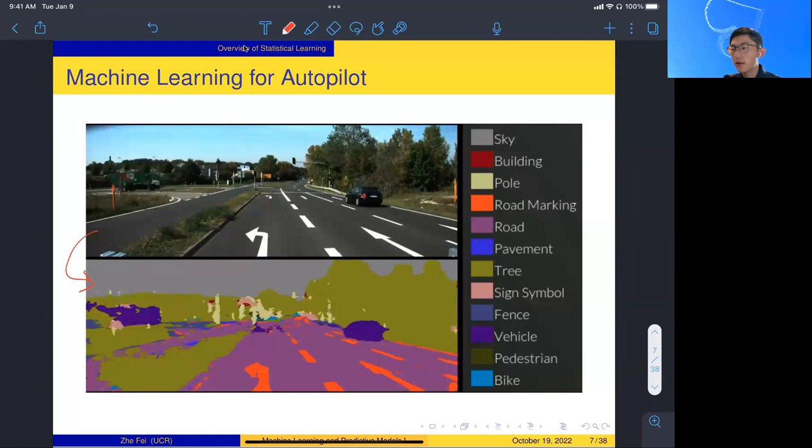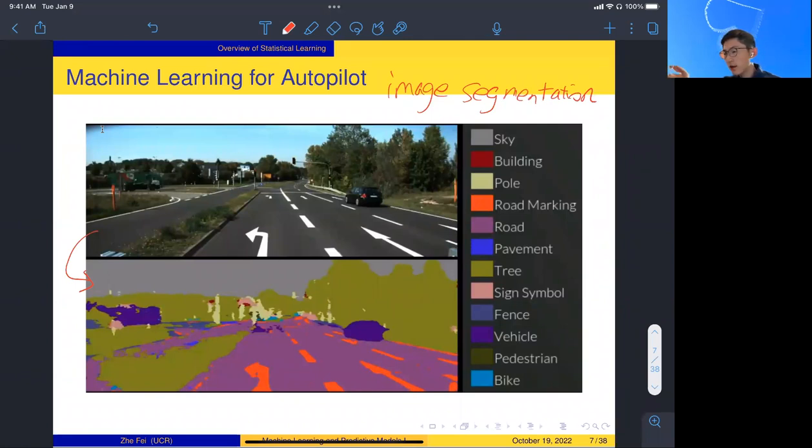this is so-called image segmentation. Did I misspell this word? Sorry, let me fix it. Segmentation, oh yeah, with an E, sorry. So this is called image segmentation.